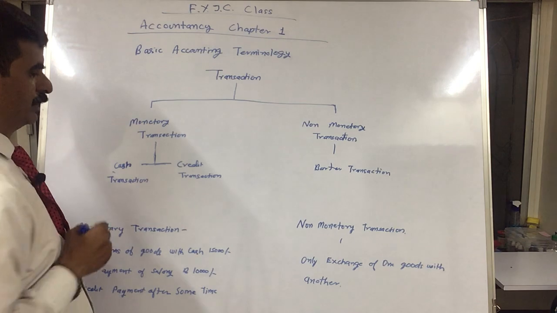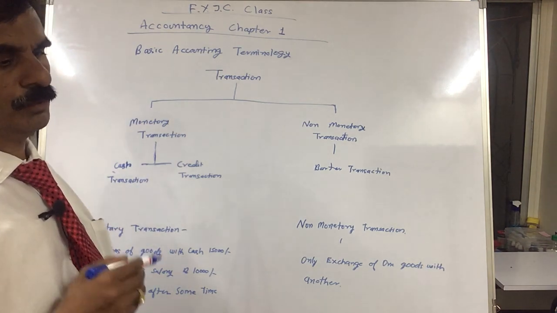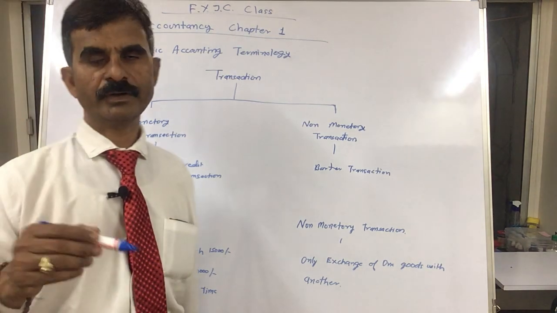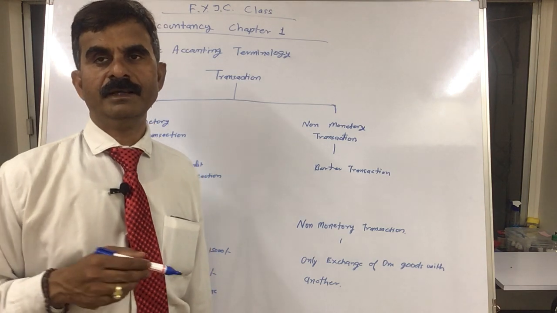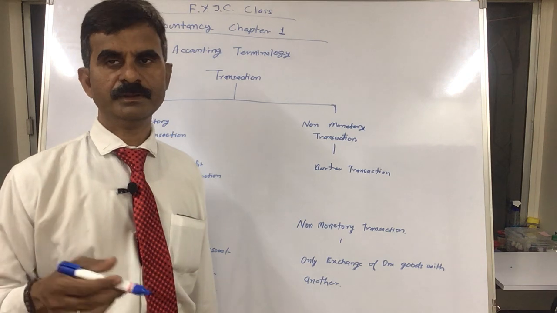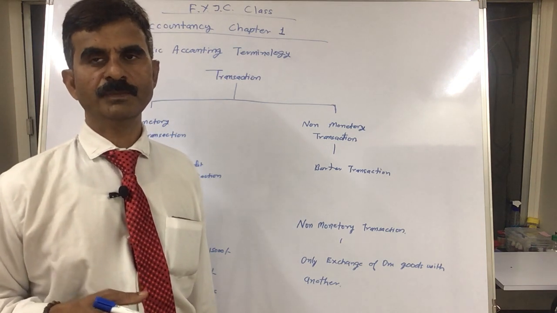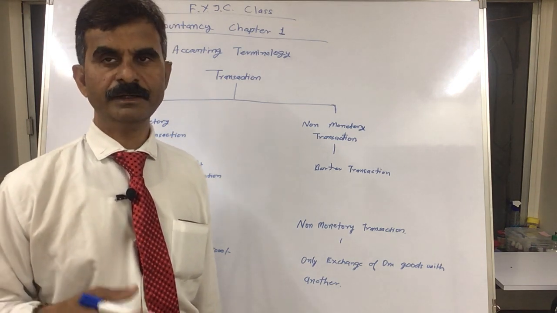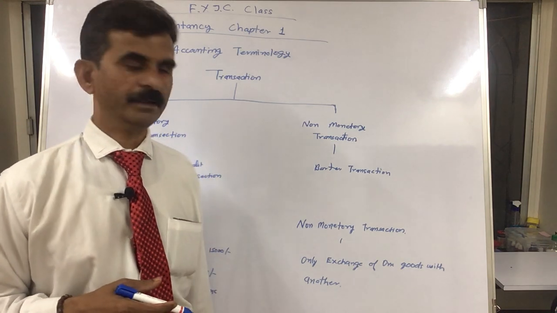And what is a credit transaction? A credit transaction is also a monetary transaction, but it is a deferred cash transaction. It means you will pay the cash or payment after some time, meaning 1 month, 2 months, 3 months. That is called a credit transaction.